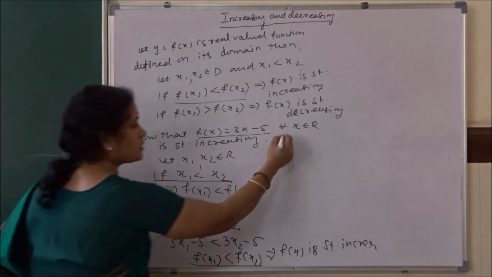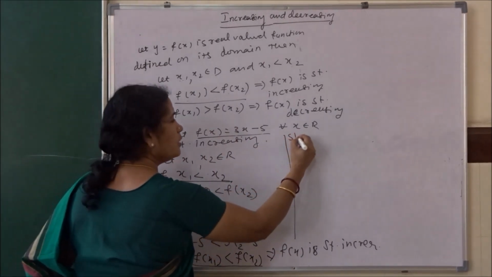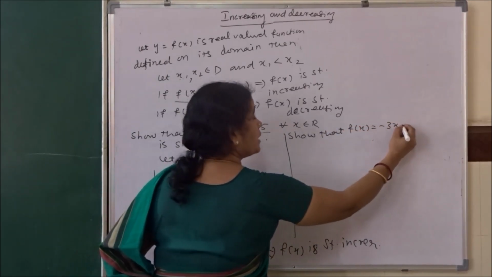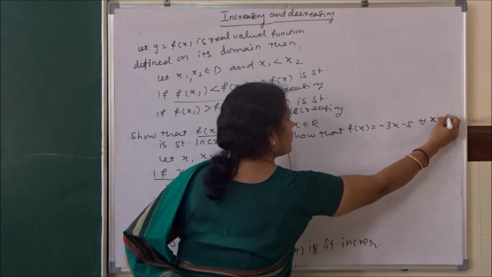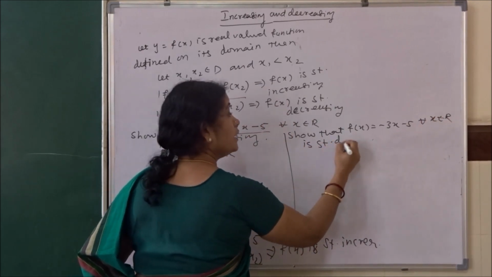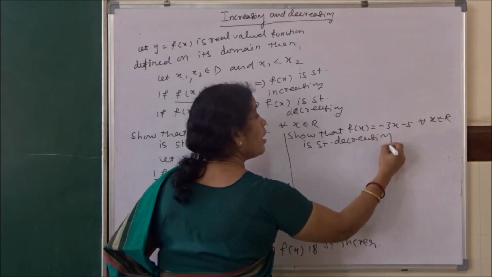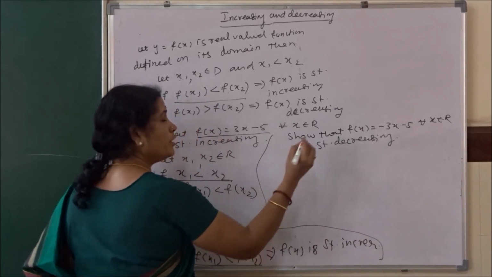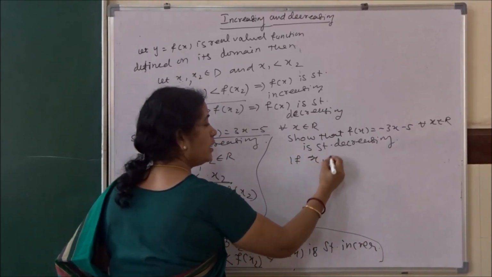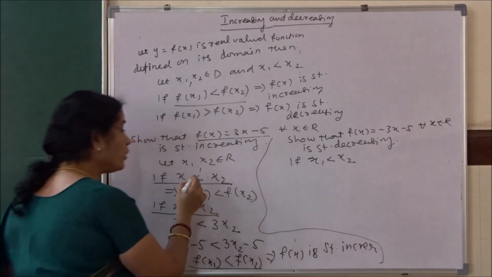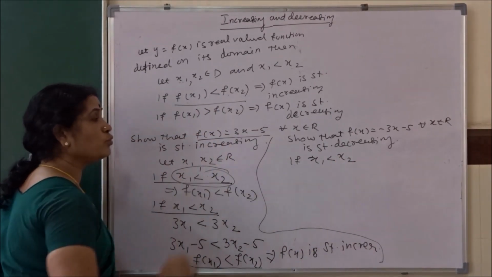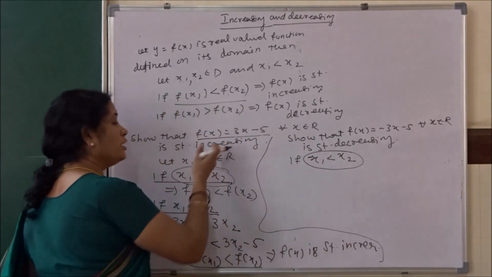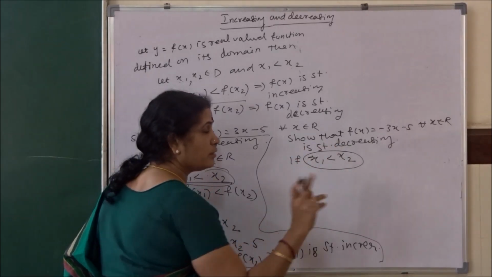Another example I am taking, same function: show that f of x equal to minus 3x minus 5 for every x belongs to R is strictly decreasing. It depends on the question what they have given. What is the coefficient of x or x square? That you have to see. Now, what is the definition saying? If x1 less than x2, either increasing or decreasing, we are taking two real numbers, always with the condition x1 less than x2. You cannot change it: increasing means less than, decreasing means greater than. Keep that in your mind.